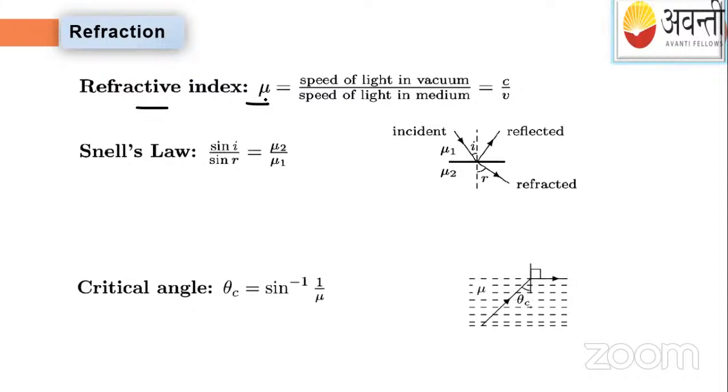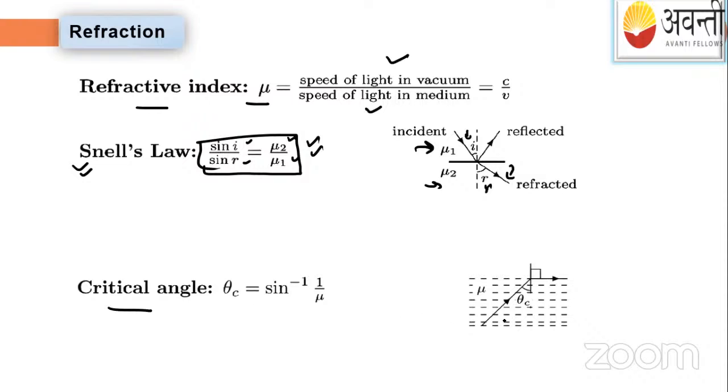Then we have seen refractive index, which is defined as the speed of light in vacuum upon the speed of light in the medium. Then we have seen Snell's law. If the refractive index of the medium in which the light is incident is mu1, and the refractive index of the other medium is mu2, this is angle i and this is angle r. This property connects all four things: mu2, mu1, i and r.